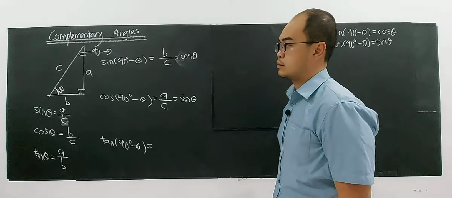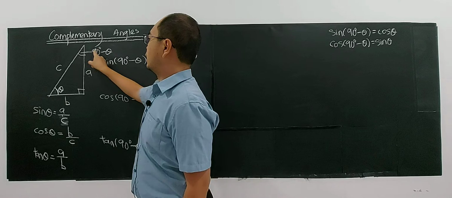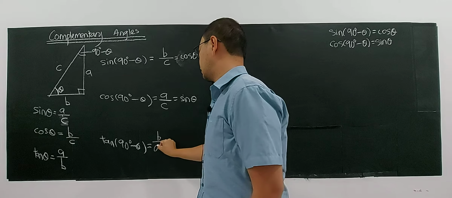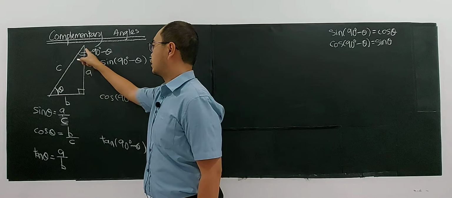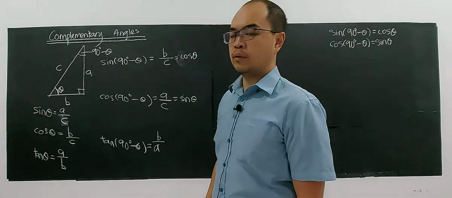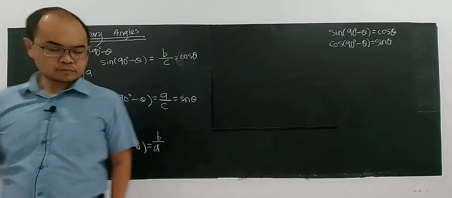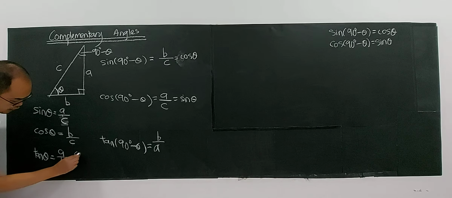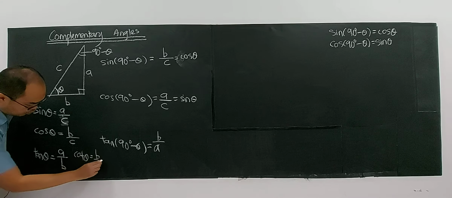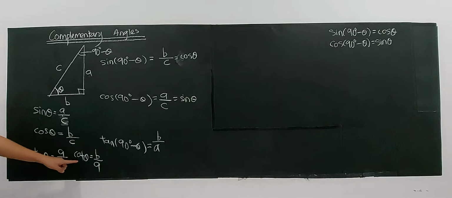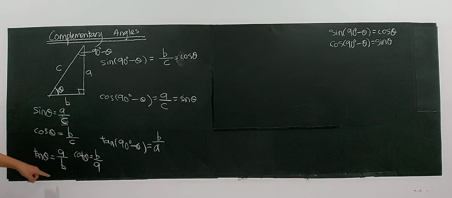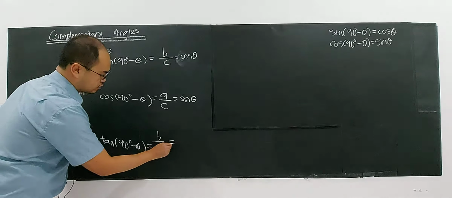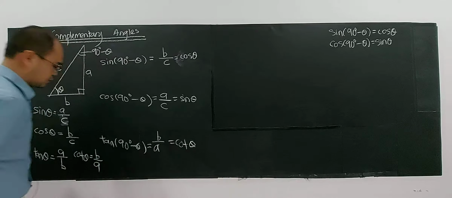Okay, how about tangent of 90 minus theta? It will be opposite over adjacent, B over A. Tangent theta is A over B, so writing this as cotangent theta will be B over A, because cotangent theta is 1 over tangent theta, 1 over A over B, so you have B over A. So tangent of 90 degrees minus theta is the same as cotangent theta.